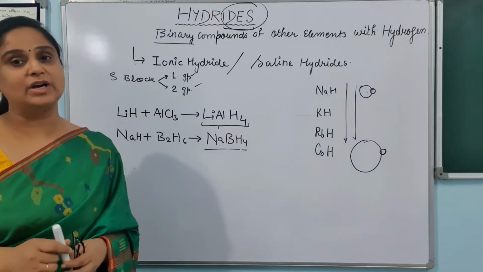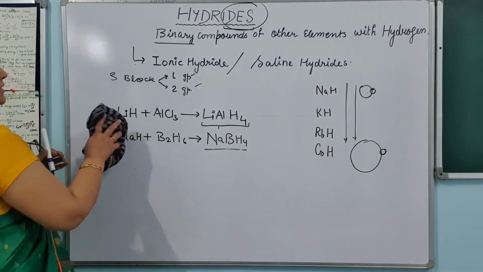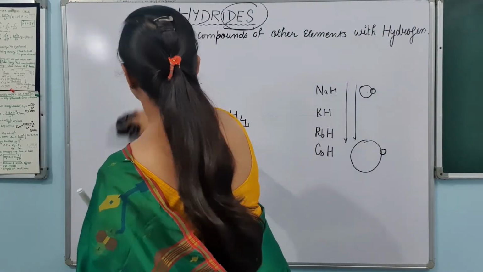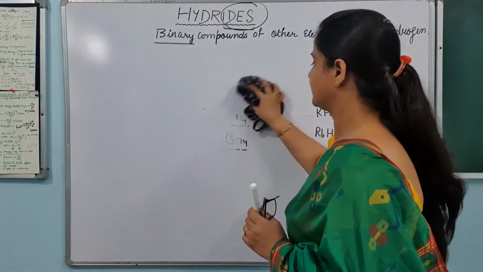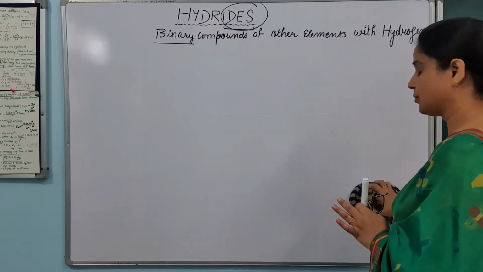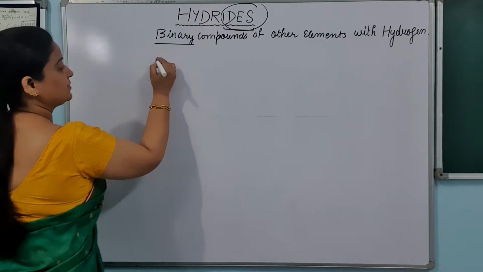Now let's talk about another kind of hydrides, and they are covalent hydrides or molecular hydrides. Obviously there will be no H minus ion. They are very common and important also, and we have seen them, covalent hydrides.